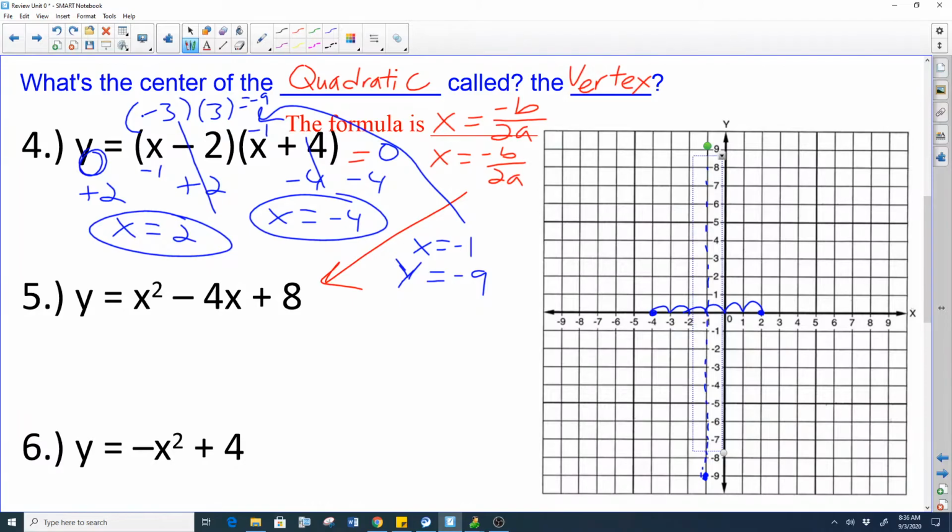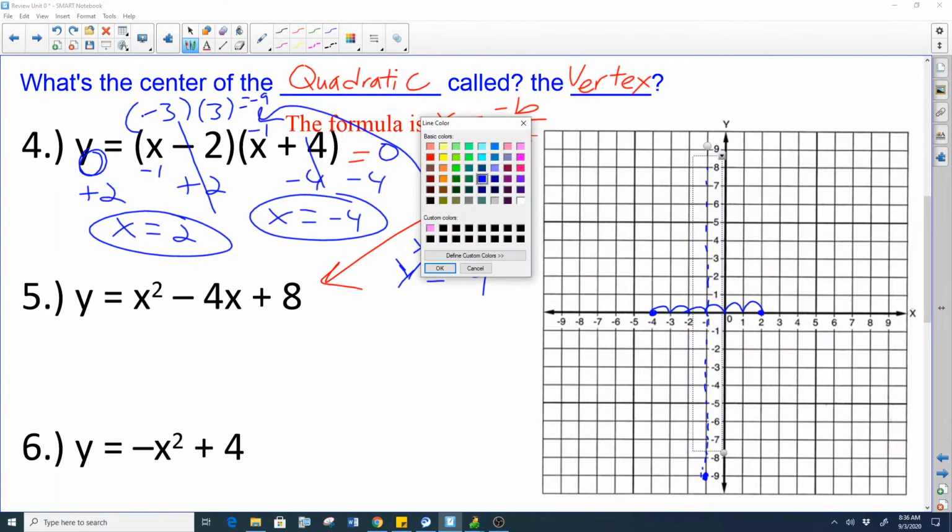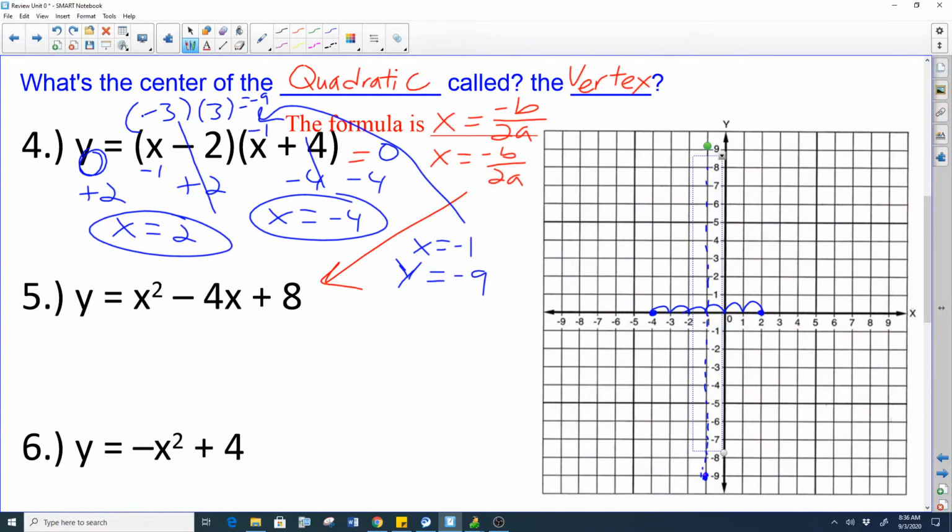And then let's choose a beautiful color for that one. Which one should we choose? Like hot magenta? Okay, so we're going to go from negative 9. That didn't work. Why did it not work? Oh, push OK. Okay, so we're going to go. There we go.